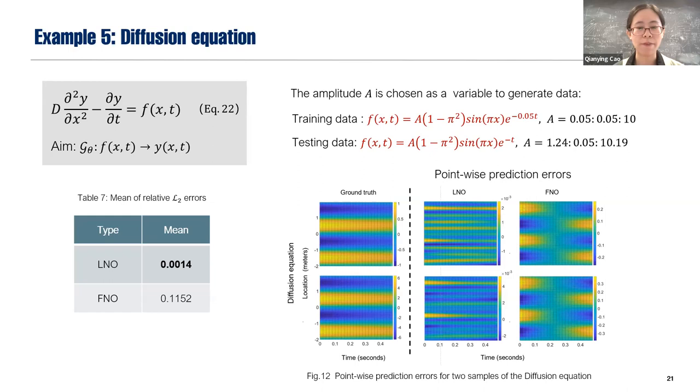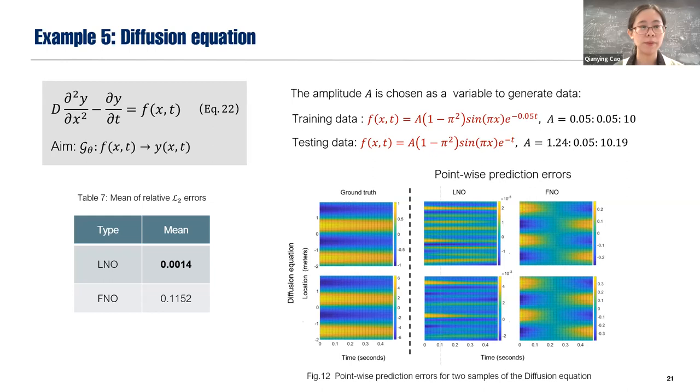It's worth noting that both the Euler-Bernoulli beam and the diffusion equation are essentially learning linear operators. By utilizing the linear system to accurately represent the pole-residue formulation, the results obtained with LNO in these two cases are considerably superior to those achieved with FNO.